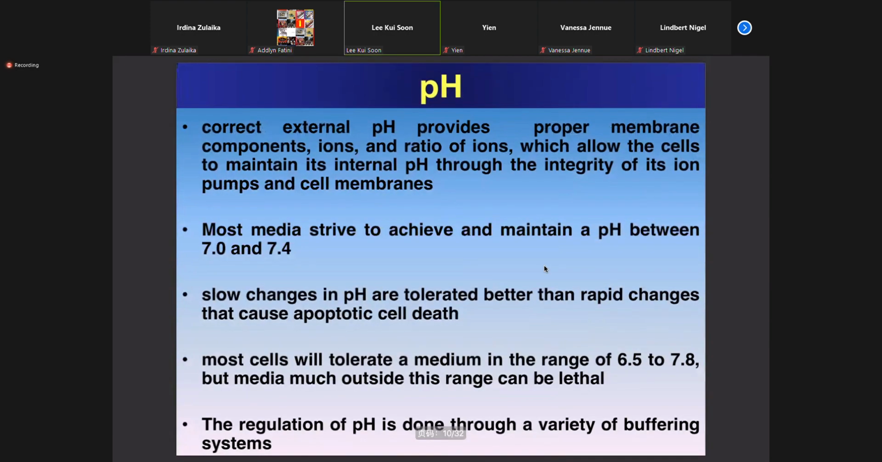Then the correct external pH provides proper membrane components, ions, and also ratio of the ions, which allow the cell to maintain its internal pH through the integrity of the ion pumps and also the cell membranes. So most media strive to achieve and maintain the pH between 7.0 to 7.